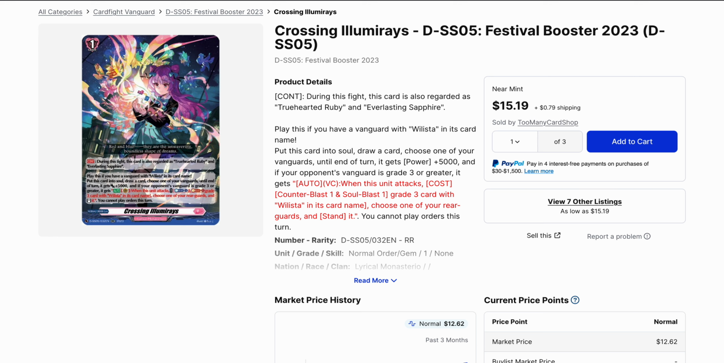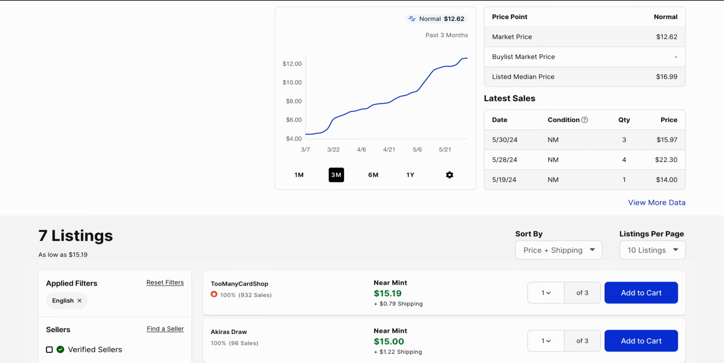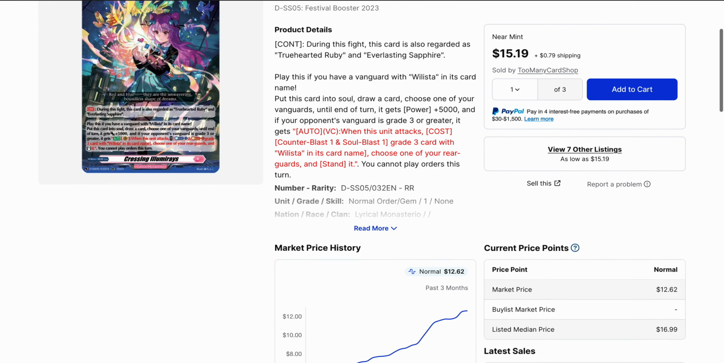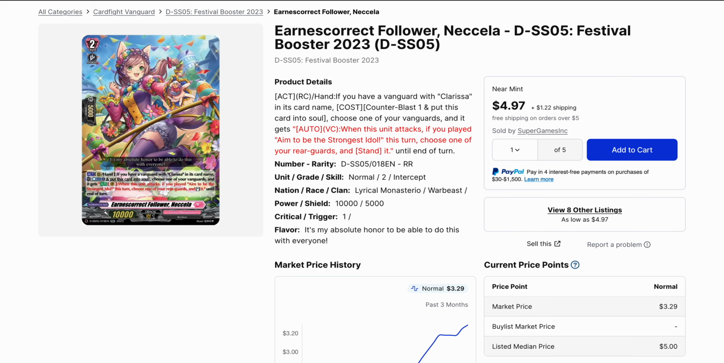Festival Collection 2023 has had so many good cards in it that it brings up a bunch of other cards that usually don't see play. But of course, with Wallista likely getting its restriction removed soon, Crossing Illumarays has been shooting up in value back to $15 at the base, and the market price is now $12.62. We actually saw a sale over $20, and we have a lot of copies available from $15 to $17, so that's pretty insane. And even if you're not going to be playing Wallista in full, this can just generally be used for the Wallista ride line for a deck where you just play the ride line.